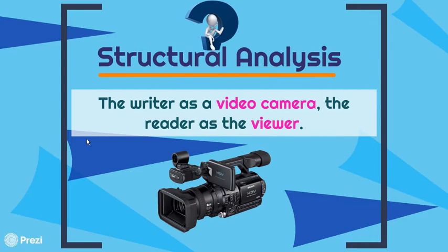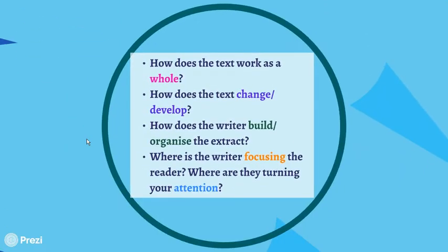Some general questions then to ask yourself whilst you are thinking about the structure of the source that you've been given: how does the text work as a whole? How does the text change and develop? How does the writer build and organise the extract? And where is the writer focusing the reader? Where are they turning our attention?